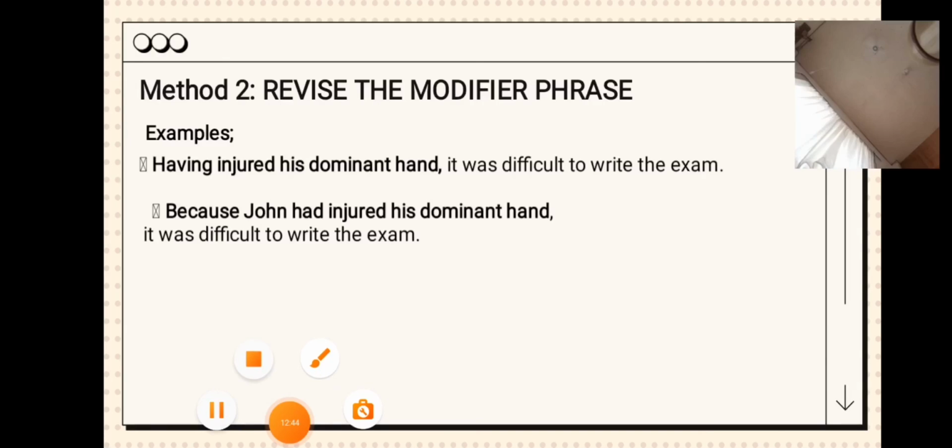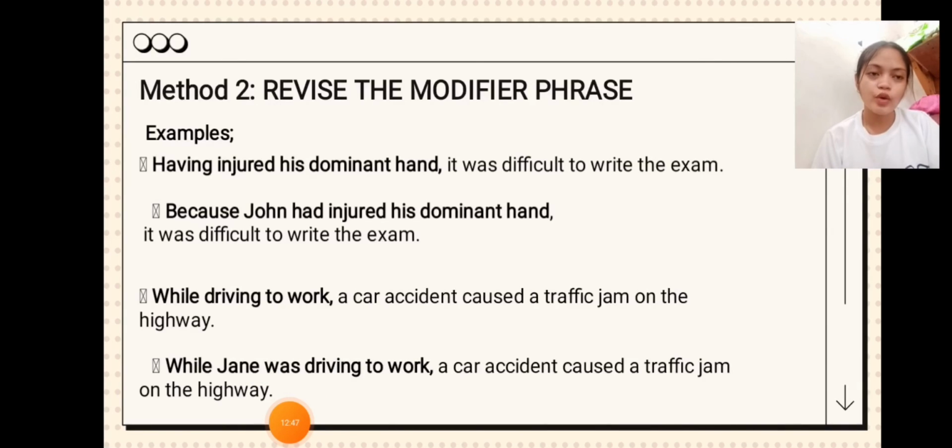Next, to further understand, we have the next example. While driving to work, a car accident caused a traffic jam on the highway. The question is, who is driving to work? We can't identify the subject. To correct this one, we revise the modifier phrase. We put while plus the subject: while Jane was driving to work, a car accident caused a traffic jam on the highway.